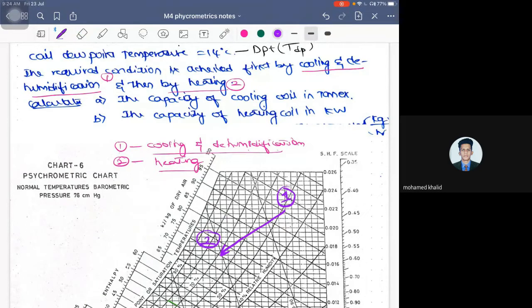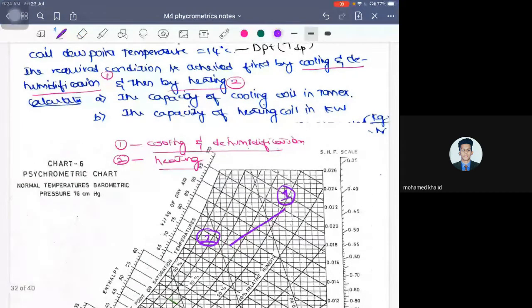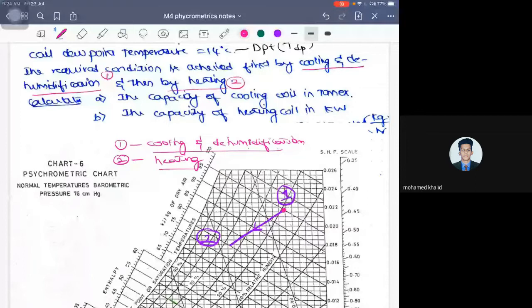Next he says it is then obtained by heating. Heating in the sense sensible heating. Now how would the process run from here? From state 2, cooling and dehumidification is done. Next, you have to go for heating. So how will the process go from now?